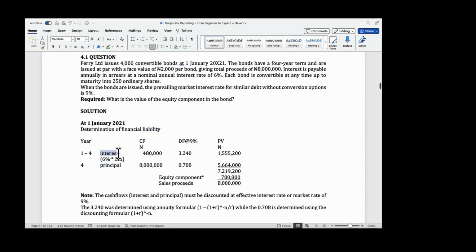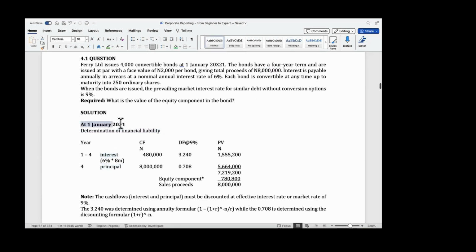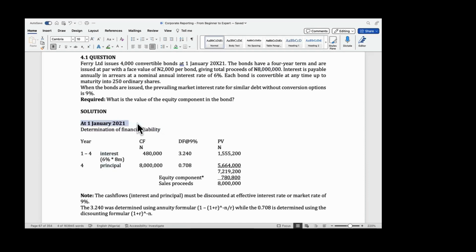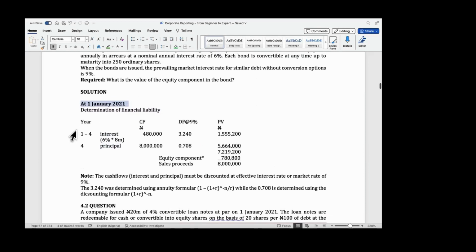The interest, since this is a 4-year term loan, and I'm doing this at the date I borrowed the money, that is when I want to enter it in my books. Now, this interest, I'm going to pay from year 1 to 4, and I'm paying 6% on the 8 million, which is 480,000. If you want to get the present value of that, you are going to apply the annuity formula, which is this: 1 minus 1 plus r raised to power minus n, divided by r. If you punch that into your calculator, it's going to give you 3.240. If I multiply that by 480,000, that gives me this amount.